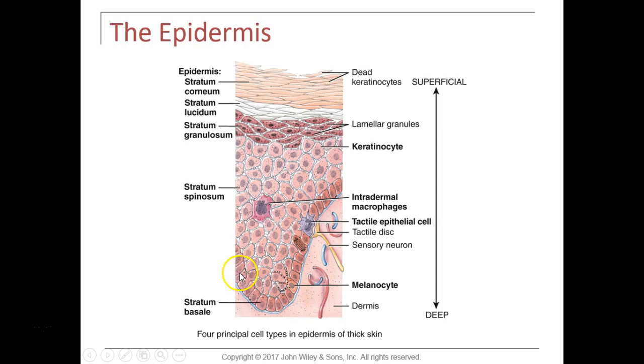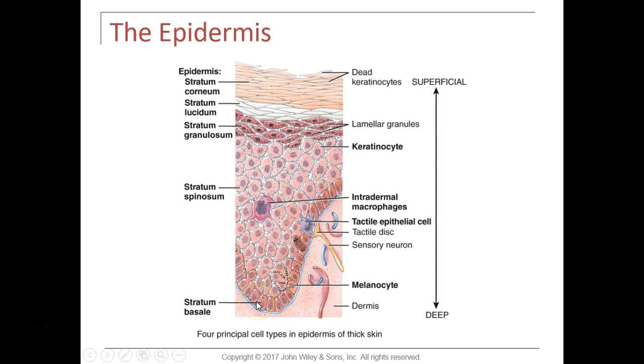These cells are the cells that divide via mitosis, basically cloning themselves throughout your entire life, giving rise to all of the other cells in the epidermis. So as the cells in the stratum basale divide, they push upward, which pushes those cells upward, which pushes those upward. So there's an upward migration from the deeper layers up into the more superficial layers of the epidermis as the stem cells in the stratum basale divide.